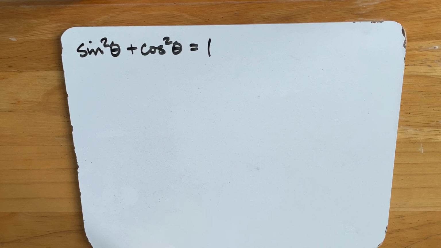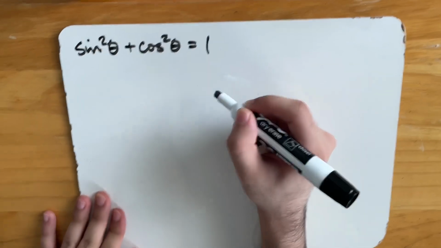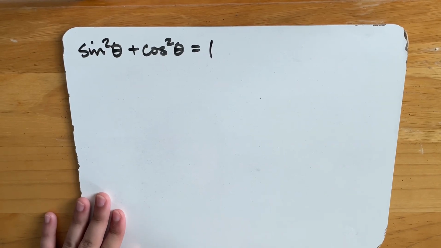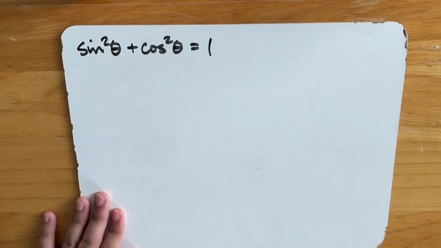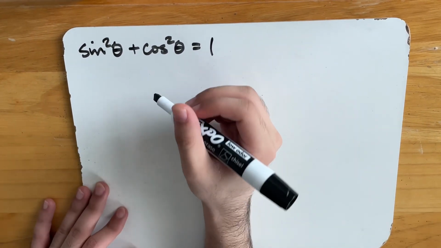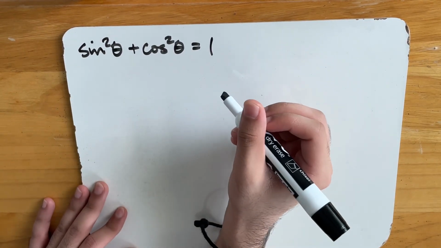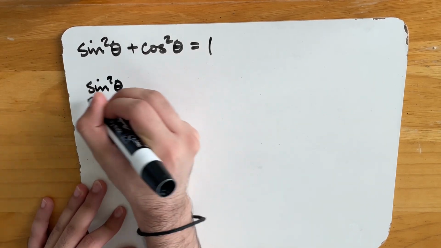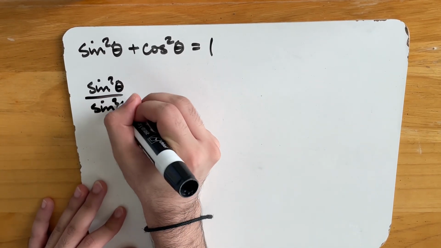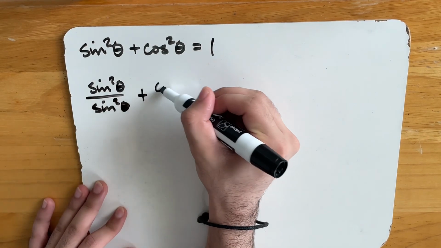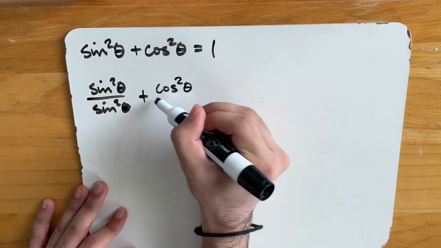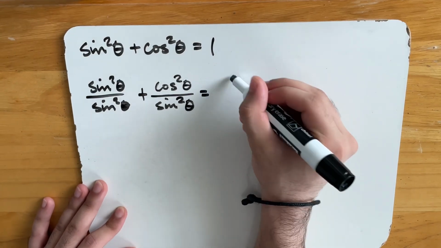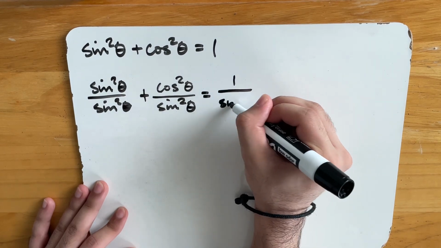And we're just going to do some math, basically, right? So I think I'm going to divide both sides of this by sine squared theta, just for funsies. So we'll divide both sides by sine squared theta. So we're going to end up getting sine squared theta over sine squared theta, plus cosine squared theta over sine squared theta. We're just doing the division on both sides, is equal to 1 over, you guessed it, sine squared theta.